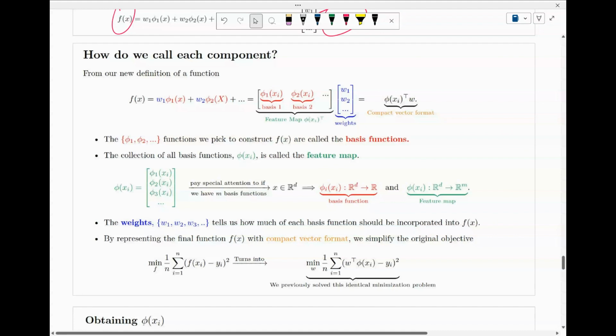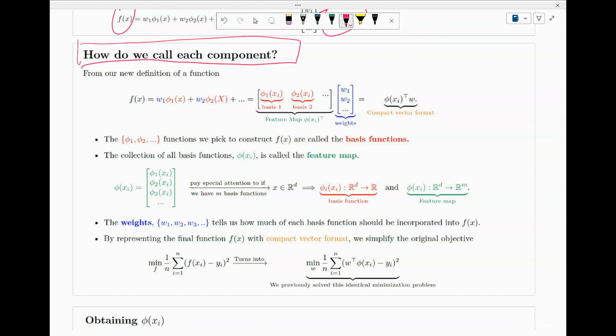All right, so naming conventions. Now that we learned a whole bunch of concepts, how do we call each component? Remember, this is our new definition of a function. We don't know what a function is, but we're just going to assume that a function looks something like this.